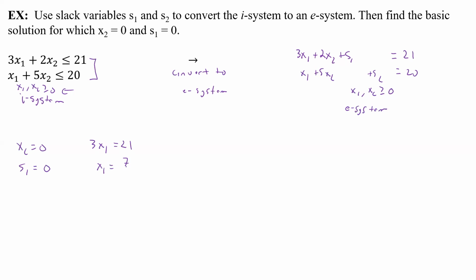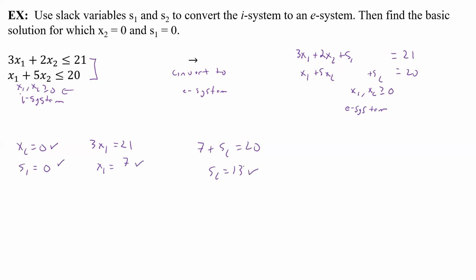Okay. Well, now we know x1, x2, and s1. So guess what? Now we can solve for s2. So now we have 7 plus 5 times x2, which is 0, and then plus s2 equals 20. Now we solve for s2, subtract 7, so s2 is equal to 13. So now we've got x2, s1, x1, s2.